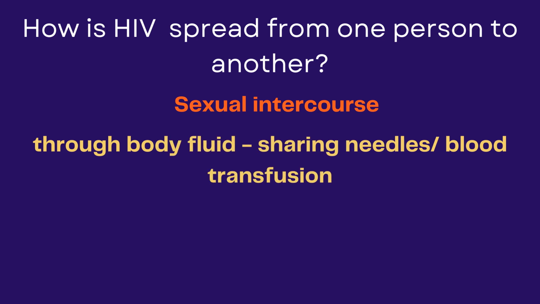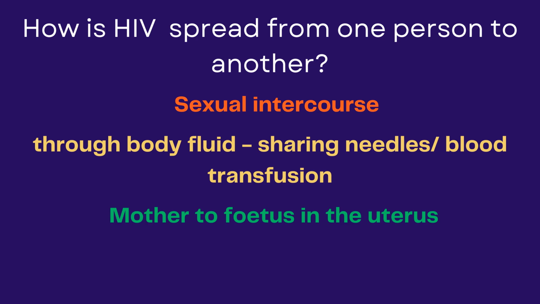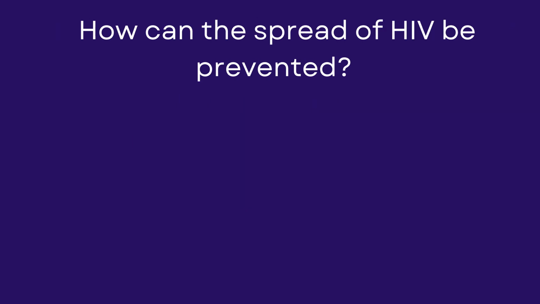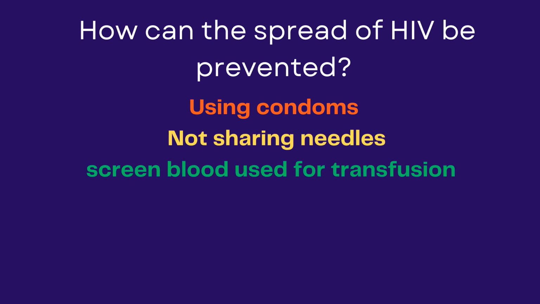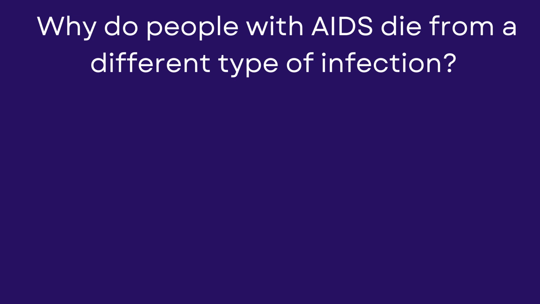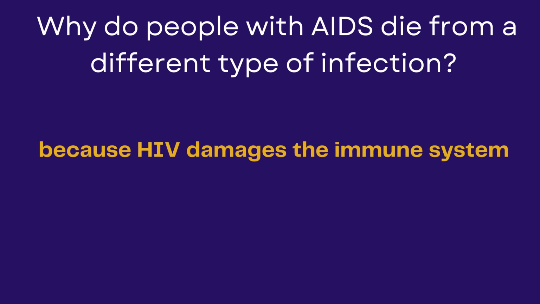How is HIV spread from one person to another? Sexual intercourse, through body fluid, sharing needles, blood transfusion, mother to fetus in the uterus, mother to child in breast milk. How can the spread of HIV be prevented? Using condoms, not sharing needles, screen blood used for transfusion, HIV positive mothers bottle feeding their children. Why do people with AIDS die from a different type of infection? Because HIV damages the immune system.